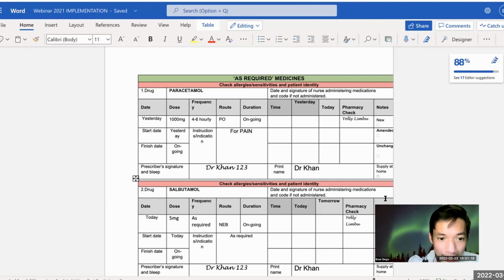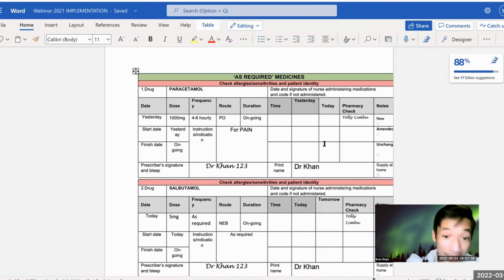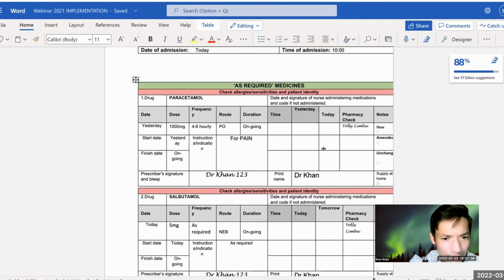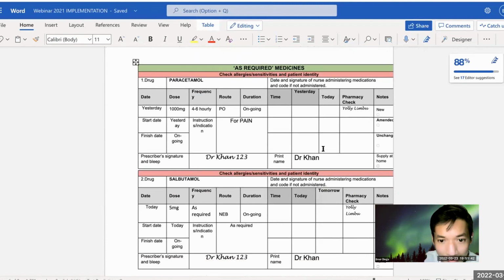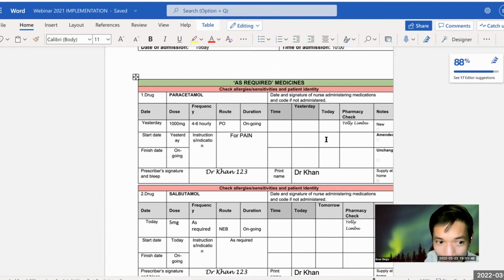Instruction is for pain. Signed by Dr. Khan, 123. Print name, Dr. Khan. At this point, you ask the patient, Andy, are you in pain at the moment? Let's say Andy said, yes, nurse. Do you want some painkillers? Of course, nurse. How would you rate your pain from 0 to 10? 0, no pain, and 10 being the highest. Around 4, nurse. Okay. Shall we give this paracetamol or not?